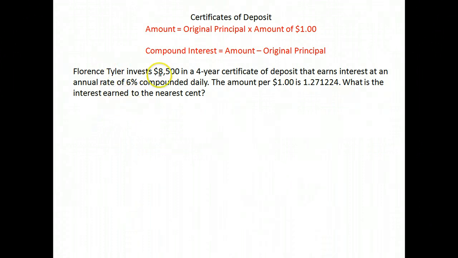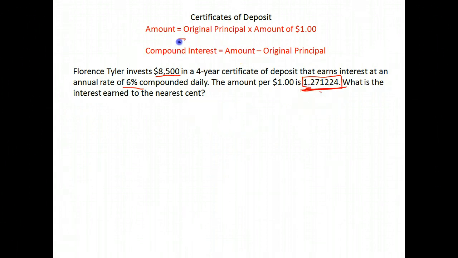So here's Florence Tyler. He invested $8,500 in a 4-year certificate of deposit that earns interest at 6% compounded daily. The amount per $1 is 1.271224. What is the interest earned to the nearest cent? Now, there's two ways you can figure this out. You can use the big compound interest formula, or you can just use the number they give you, because there is a formula for it, but they also make tables that tell you you can just multiply by this amount and it will give you your number. Let's just do that. That's a lot easier.